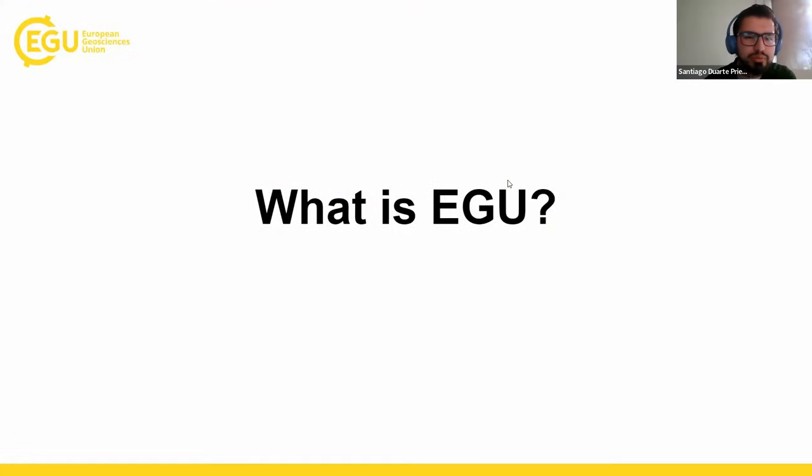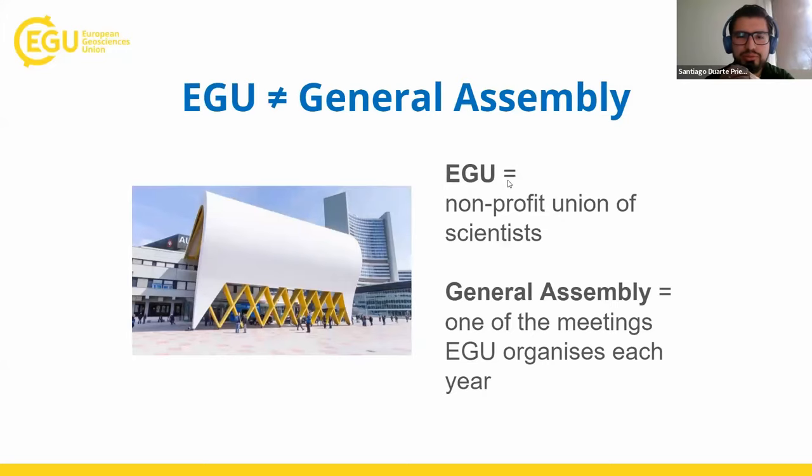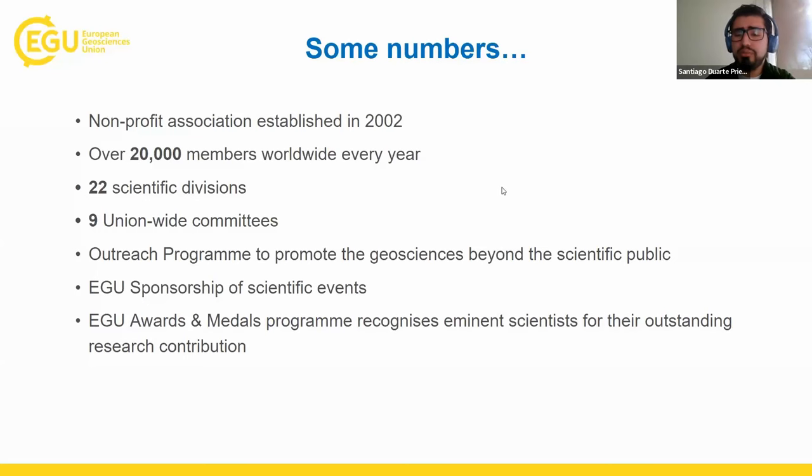So what is EGU? First, to start, EGU is not the General Assembly. EGU is the non-profit union of scientists, while the General Assembly is the main meeting that we have throughout the year. And some numbers about the EGU. First, it comes with more than 20,000 members around the world. It comes with 22 scientific divisions and 9 union-wide committees that help to promote and to organize this type of events, the General Assembly.